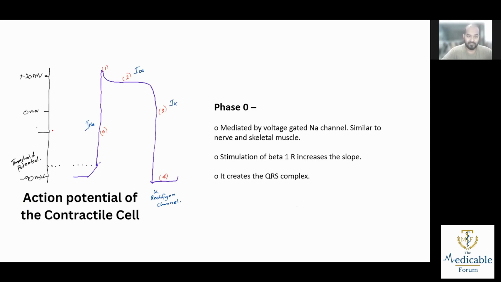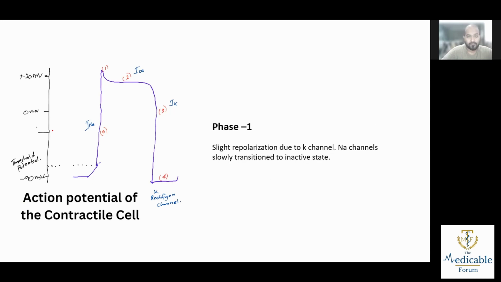Now the first phase, which is phase 0, is actually mediated by a voltage gated sodium channel, similar to a nerve and a skeletal muscle. Stimulation of beta 1 receptors will increase the slope. And this is the phase which helps to create the QRS complex of the major ventricular myocardium, the major depolarization.